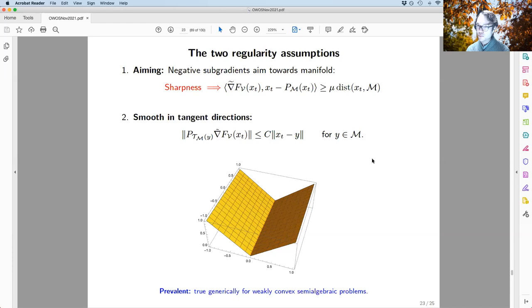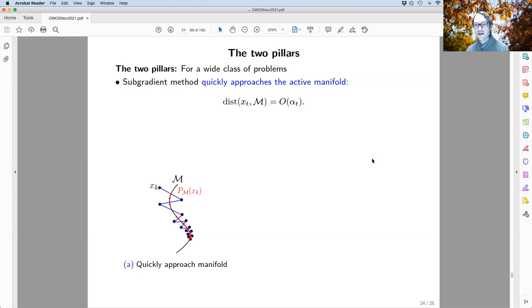And so based on these two properties, we have two pillars for analyzing the subgradient method. Essentially, because we have the aiming and we have the smoothness in tangent direction, we can ensure that the iterates of the subgradient method steadily approach the active manifold. And so here I picture some manifold M. Here are the iterates of the algorithm. They never reach the active manifold, but they zigzag across it and get closer and closer and closer. And so this type of behavior is actually true generically for these functions. And in fact, you reach the manifold at a rate that depends on the step size that you're choosing. But there are, of course, limits to that. You don't go faster than, let's say, linear.